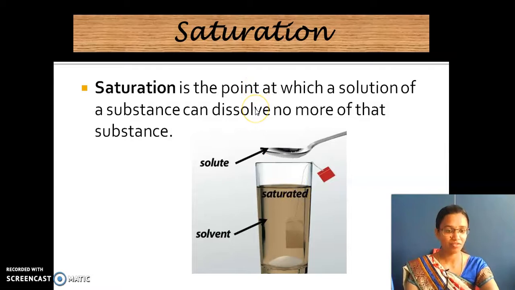Saturated, you know, further it cannot dissolve anything. That's all, the saturation has been reached. Okay. So what about this? What do you mean by solute and solvent, children?